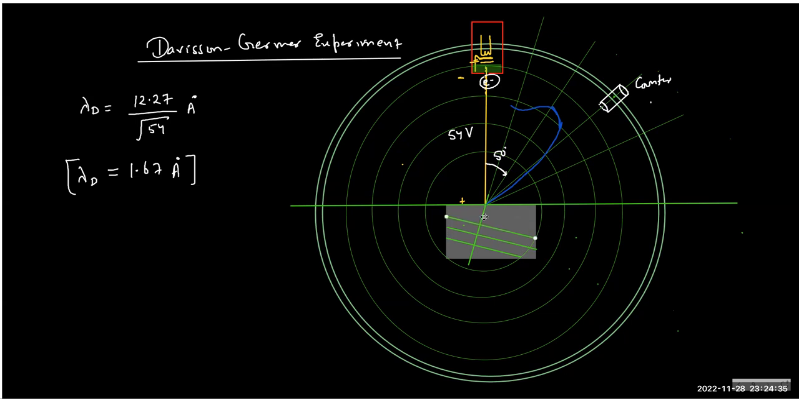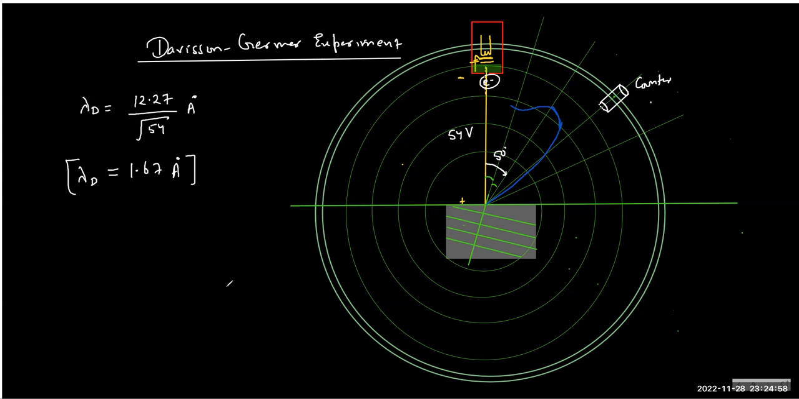So as per the law of reflection, this is the nickel crystal, and it is coming at some angle and going at this angle. This and this angle are equal. Now, the lattice dimension of the nickel crystal is known to us in advance.